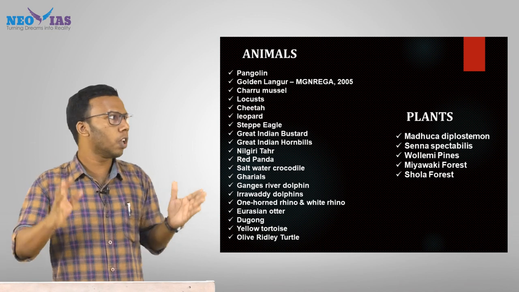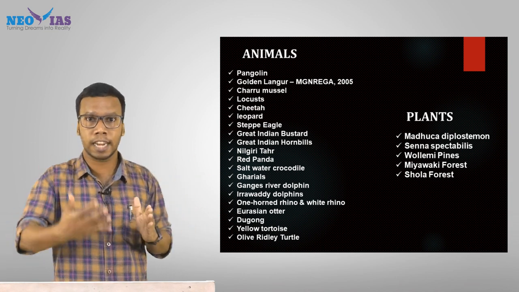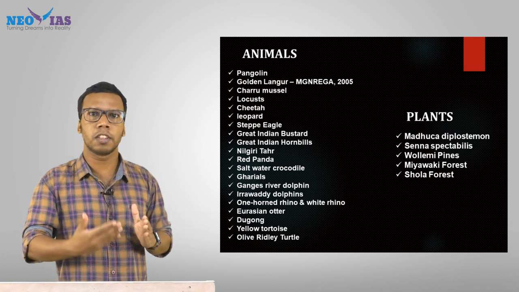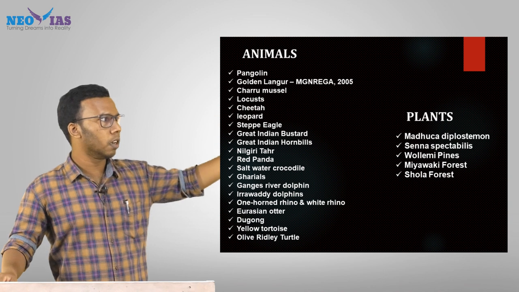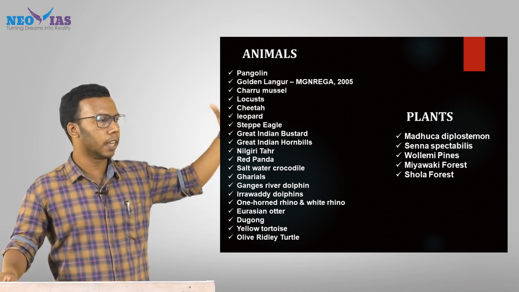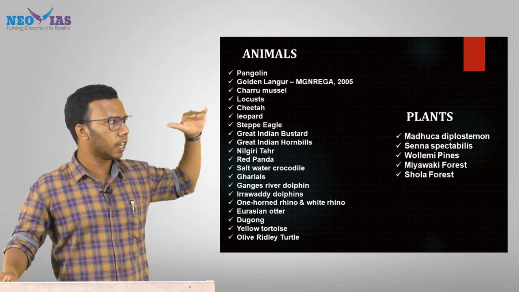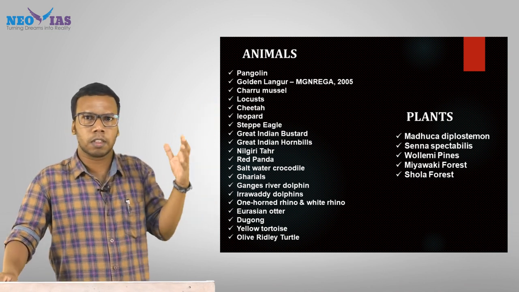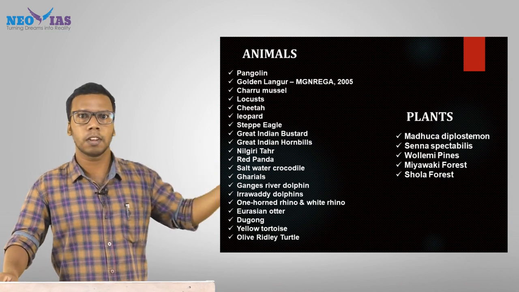Okay, so you need to know about the cheetah conservation programs. Okay, and what are the major sites proposed for reintroducing the cheetah? Okay, then other animals like leopards, steppe eagle, great Indian bustard, great Indian hornbill, Nilgiri tahr, these all were in news also. Okay, so regarding the great Indian bustard, you need to know what are the features of this great Indian bustard. If any special feature is there, you have to study.